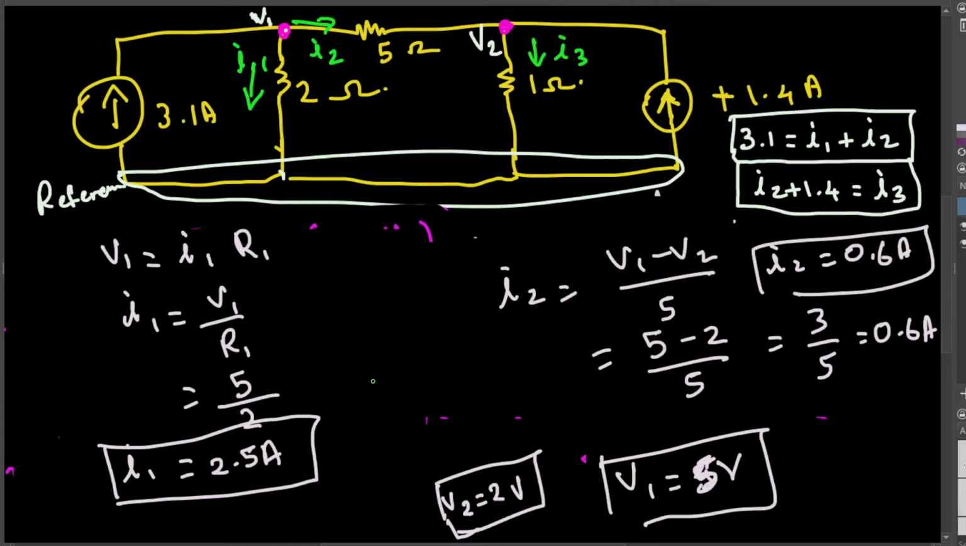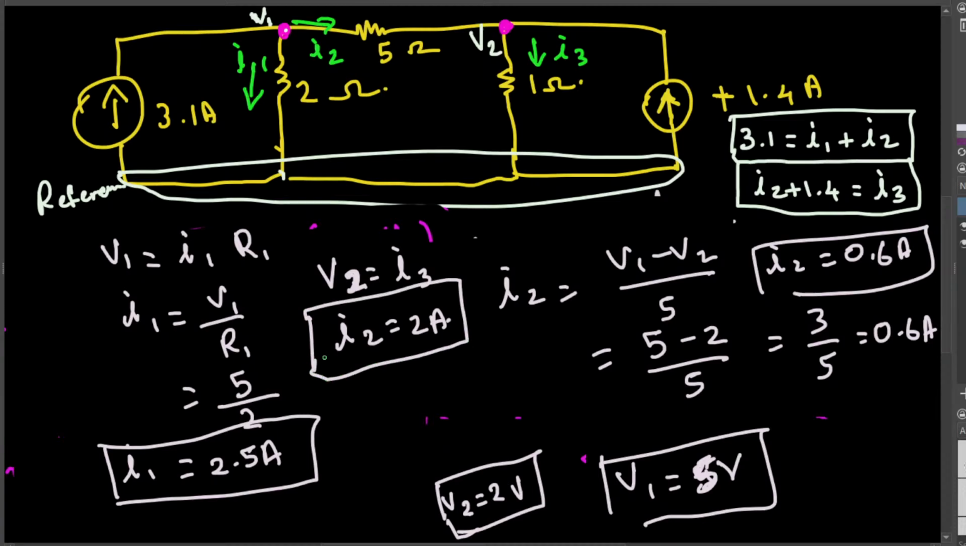Now let's look at I3. We found the formula, I3 is equal to V2. There's a formula we derived, I3 is equal to V2. Therefore I3 is going to be equal to 2 ampere. And that's it. That's how we can solve and find the currents when we have 3 unknown variables and stuff like that.